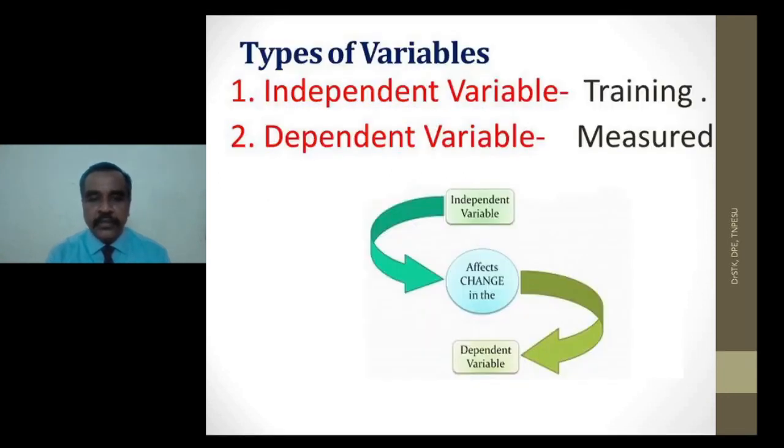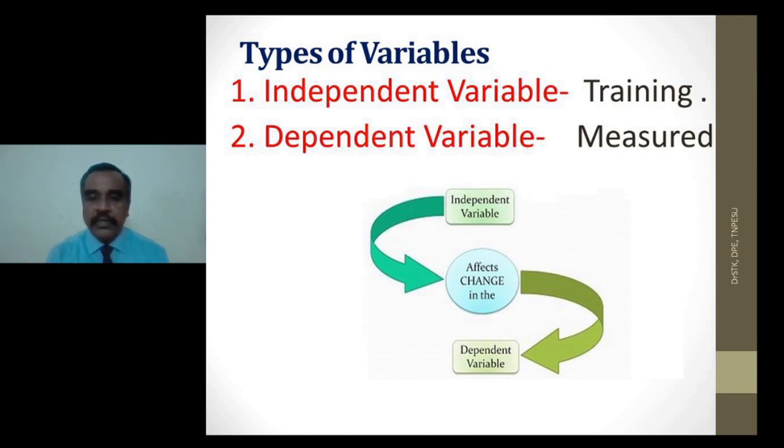Types of variables. Independent variable. The training given by the researcher is called as independent variable. Say for example, aerobic exercise, anaerobic exercise, circuit training, strength training, yogic practices, yoga therapy are called as independent variables.